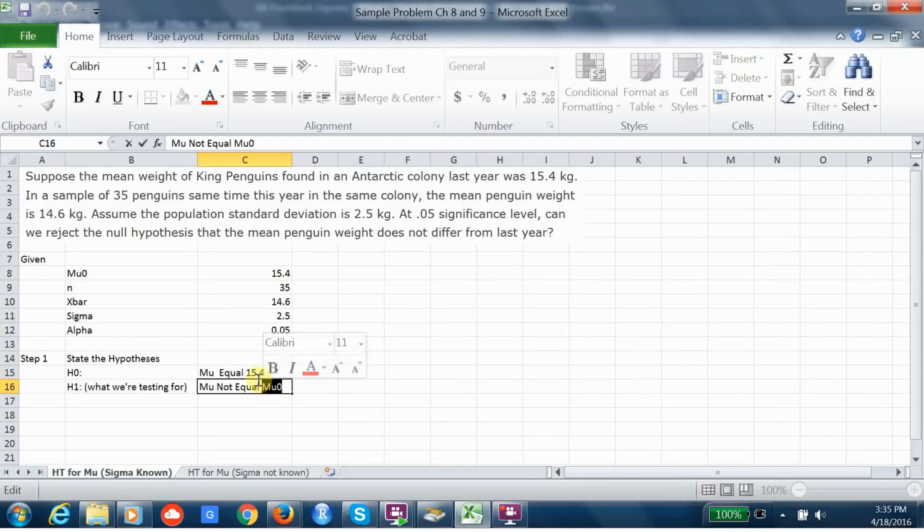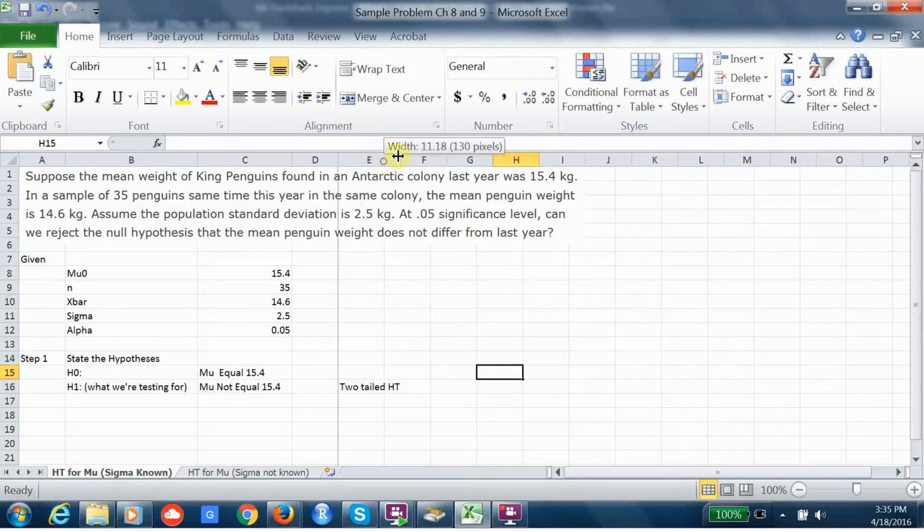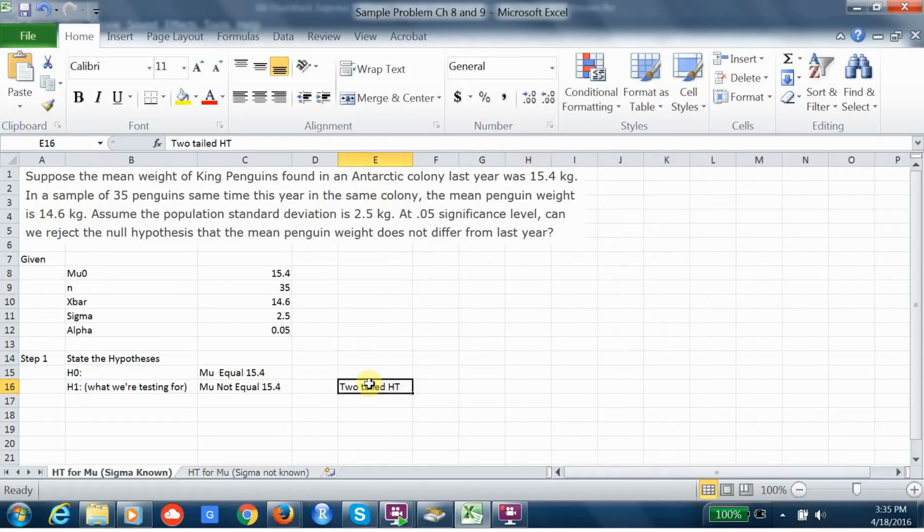So this is telling me that I'm going to do a two-tailed hypothesis test. Okay, so this is important. So we're doing a two-tailed hypothesis test, because the nature of the tails is what I'm testing for. So I'm testing to see if they're not equal to 15.4. So I could be testing above 15.4 or below 15.4. Too far away on both sides of 15.4 is evidence that it's not equal to 15.4.